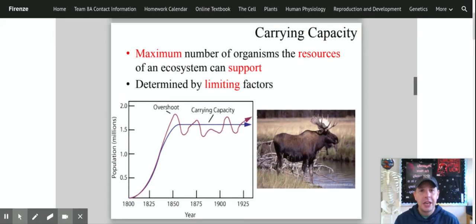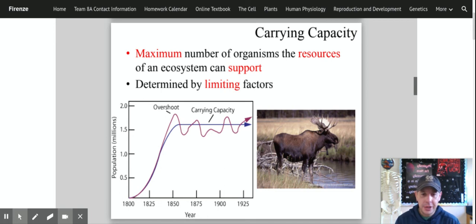Now, eventually what happens is an environment will reach something called its carrying capacity. Carrying capacity is represented by this blue line right here. The carrying capacity of an environment is the maximum number of organisms that can be supported by the ecosystem, using all of the resources of the environment. Like the moose here, the moose population has a carrying capacity of about 1.6, 1.7 million moose in a certain area.